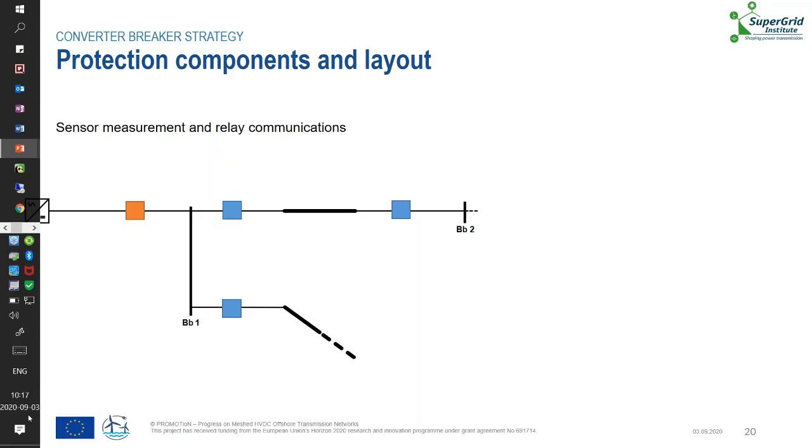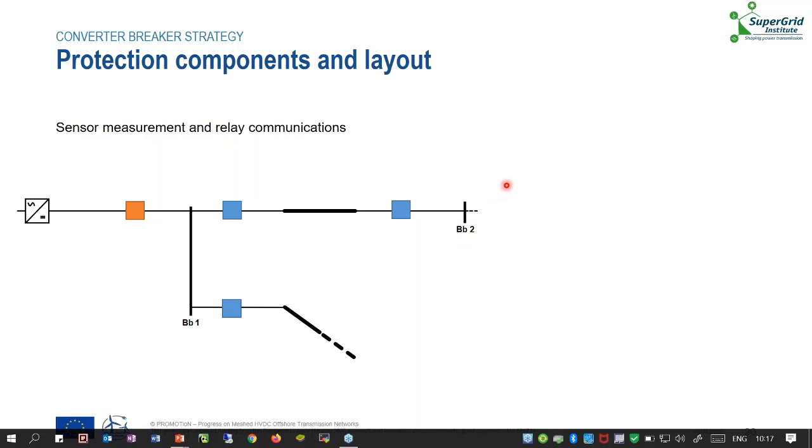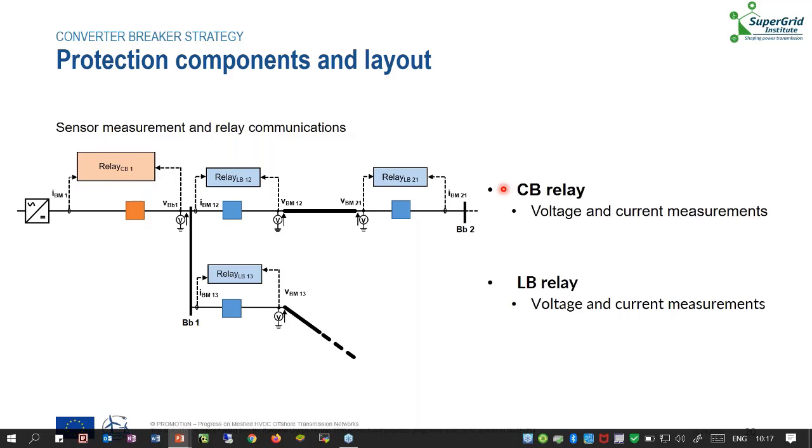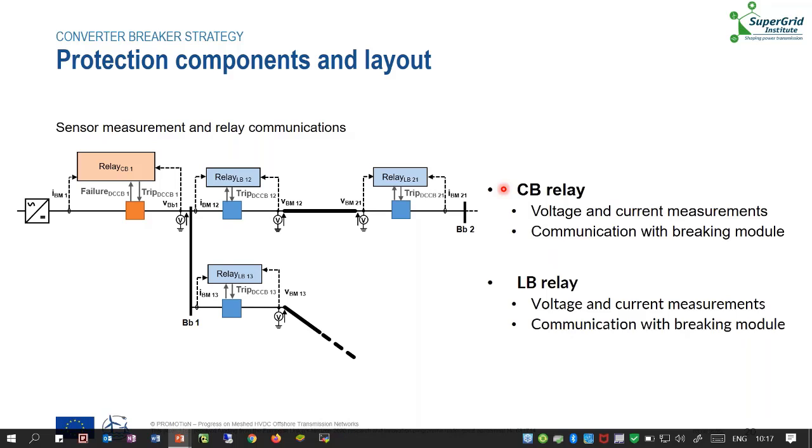We'll now zoom on this specific node in order to illustrate the sensor measurements and the relay communications. Each breaking module has a dedicated relay with current and voltage sensor measurements. It can further send tripping orders to the breaking module and receive failure information from the DCB control block. The converter breaking module relay may further send additional information to the MMC in order to organize the deblocking and to set up the power restoration.